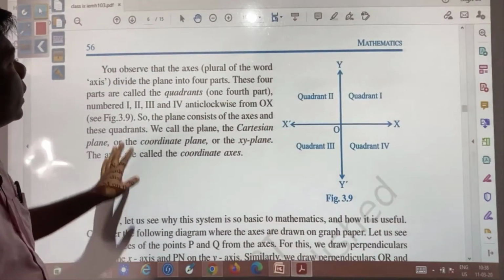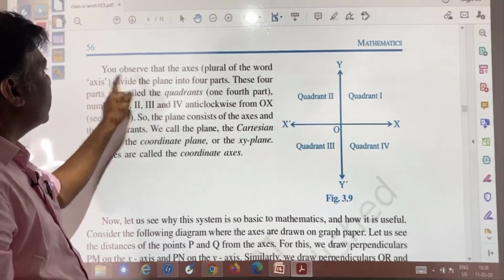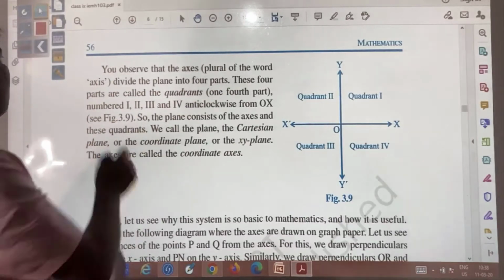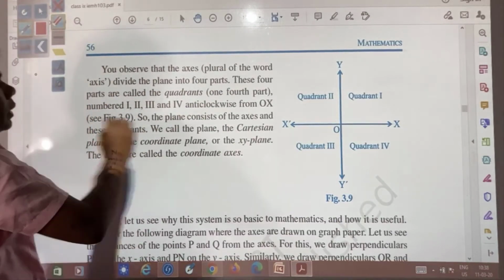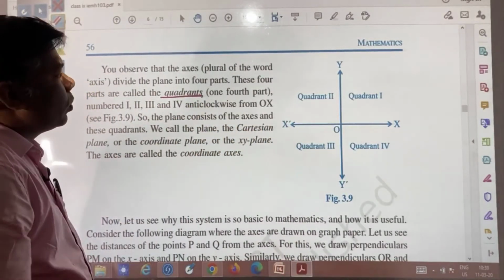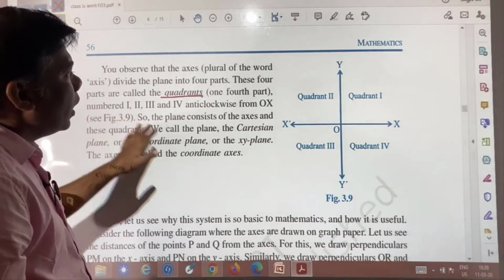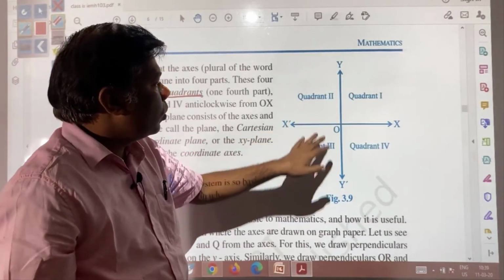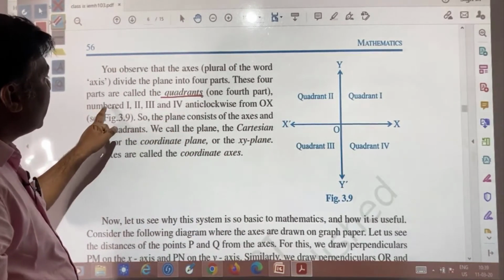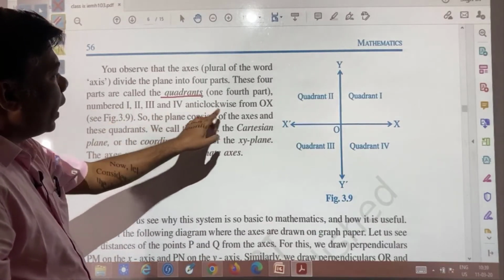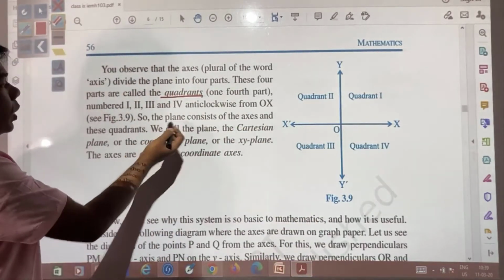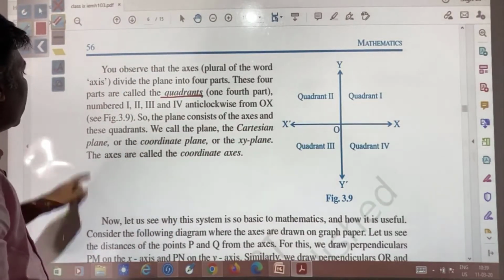Now you observe that the axes, plural of the word axis, divide the plane into 4 parts. These 4 parts are called quadrants. That you need to remember. A quadrant means a quarter part. And here you see quadrants 1, 2, 3 and 4, numbered anti-clockwise. So the plane consists of the axes and these quadrants.